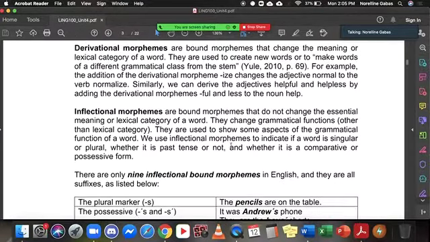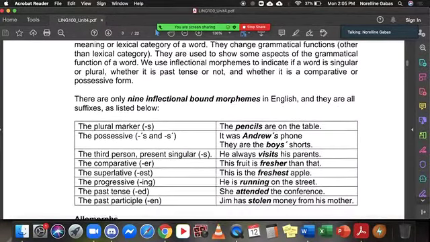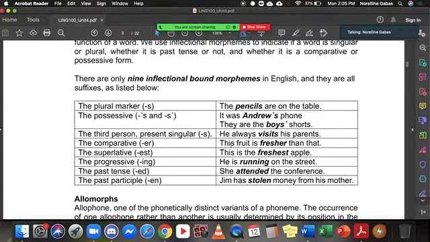So, ito nga yung kanina. Ididetalye lang natin. So, 9 inflection-bound morphemes. So, possessive markers with S. Pencils are in the table. Plural pala. Plural markers. Possessive markers. Apostrophe S, S apostrophe. That was Andrew's phone. They are the boys' shorts. Tama ba? They are the boys' shorts. Tama. Spelling, those are the boys' shorts.